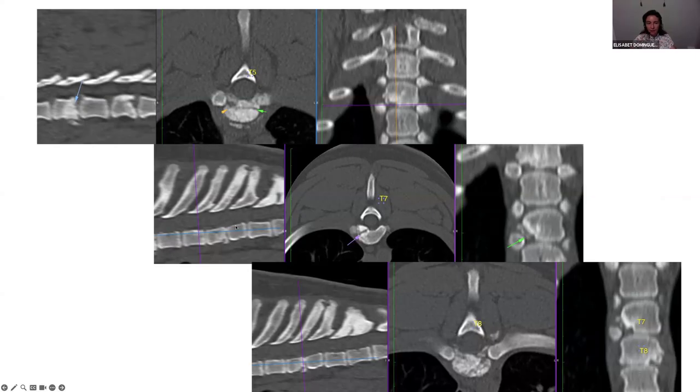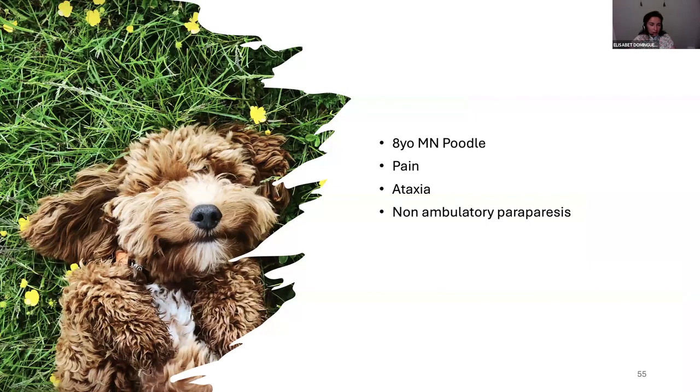And with CT, of course, it is easier to see the multiple fractures that are in the rest of the thoracic spine. And the last case, and I put that case just because it's a little bit chronic, is a poodle, 8 years old, that had a chronic history of ataxia and non-ambulatory paraparesis.